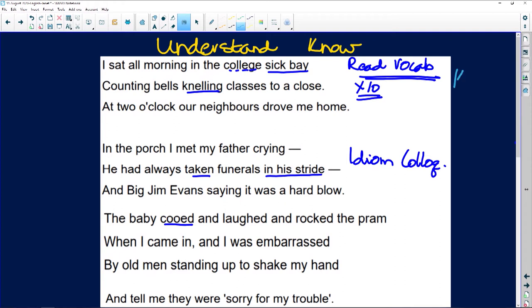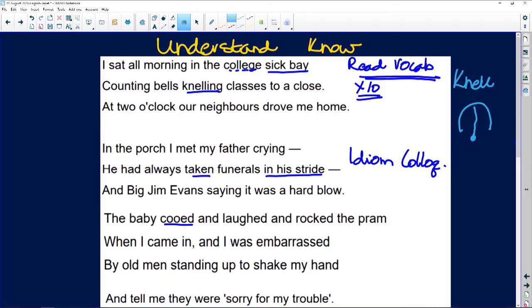Knell is a bell. So imagine there's a clapper and the bell can ring. So knelling is that, ding, ding, ding. It's that sound. Where do we use that in English? We use it for a funeral bell. So if we're talking funerals, we would use the word knell. So already we've got a sense of, hang on, something's not quite right.